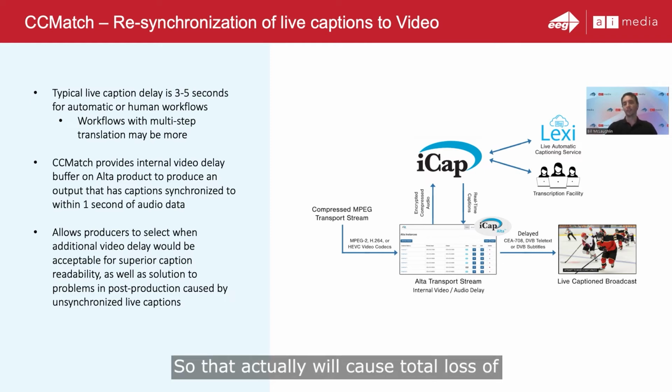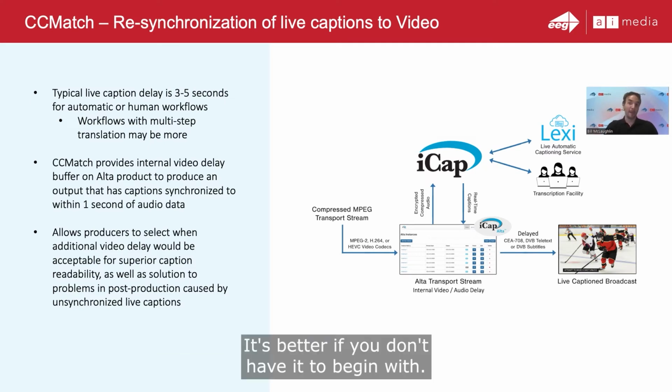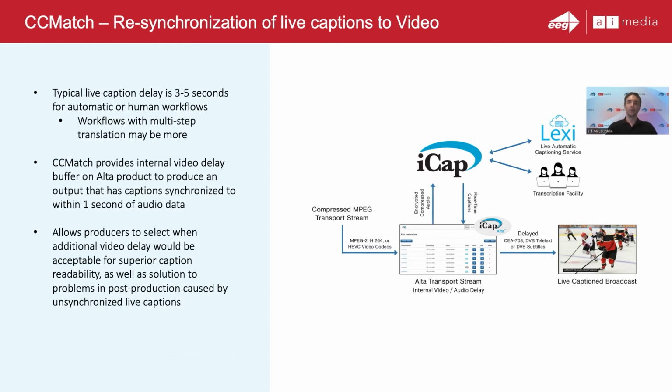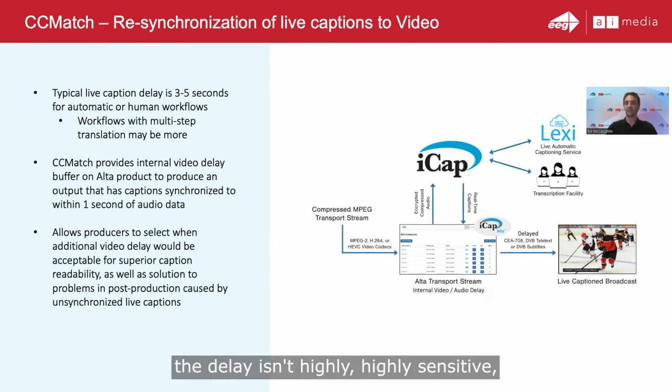So that actually will cause total loss of some of these captions and is kind of a complex problem if it needs to be solved in post-production while doing clipping. It's better if you don't have it to begin with. So we have seen in a lot of environments where the delay isn't highly sensitive, the best approach is to eliminate that caption delay right at the source.